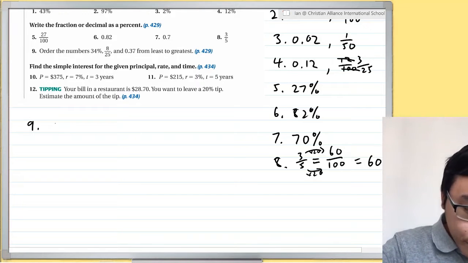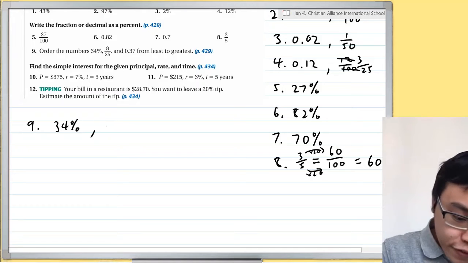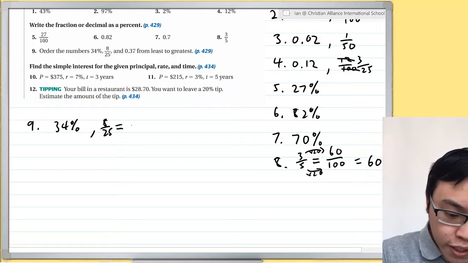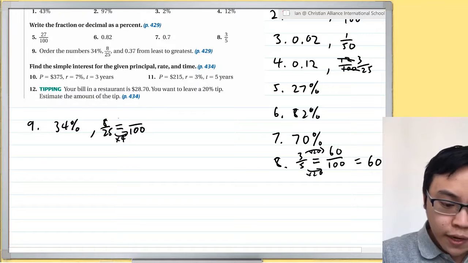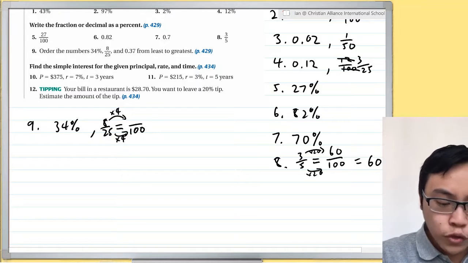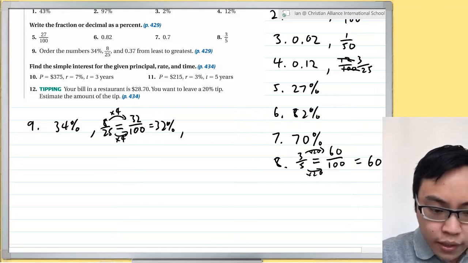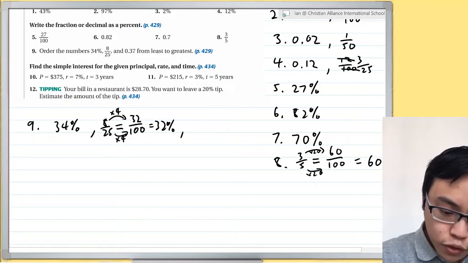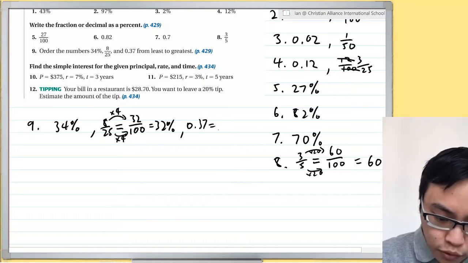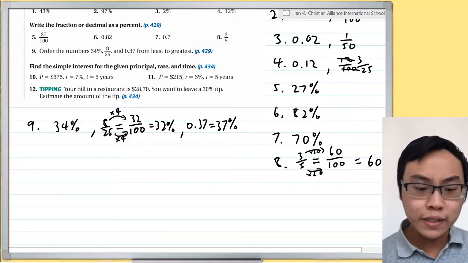So first we have 34% as it is, and then we have 8 over 25. I want to change that into a percent, so change that to over 100. That's going to be times 4 and times 4. So 8 times 4 will be 32, which is going to be 32%. And then the last one, 0.37, is 37%. Let me just write 0.37 equals 37% over here. And so now we have to order them from least to greatest.